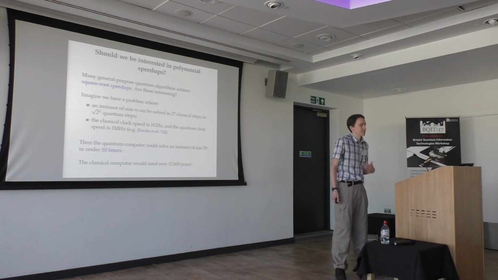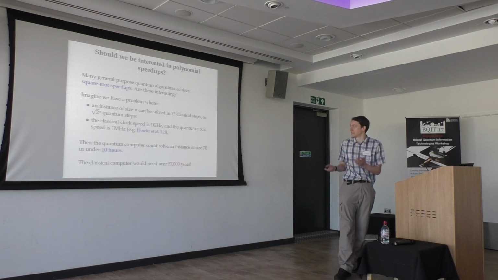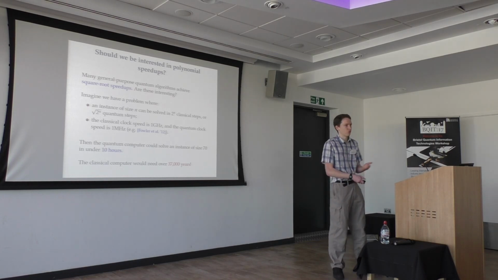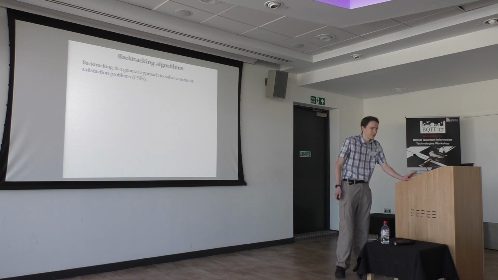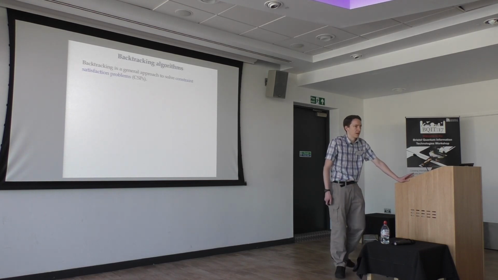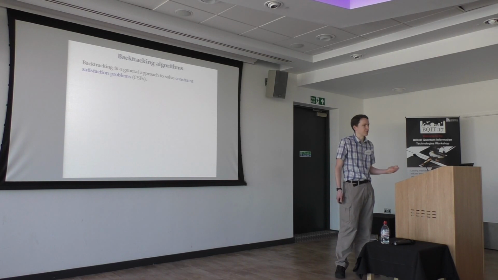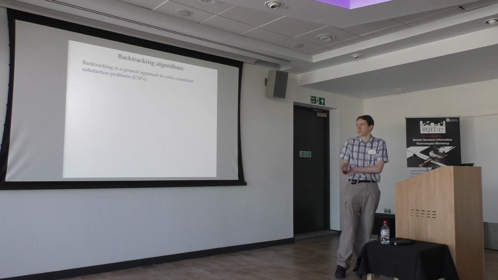So this, at least to me, suggests that it is worth thinking about these polynomial, square root type speedups, even though they may be more sensitive to the exact details of the quantum architecture than the more dramatic exponential speedups that we also know about. Okay. Right, so what I want to tell you about in the rest of the talk is a couple of different approaches to achieve these kind of square root speedups.